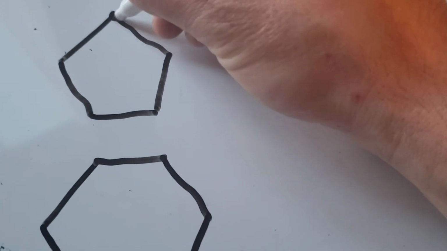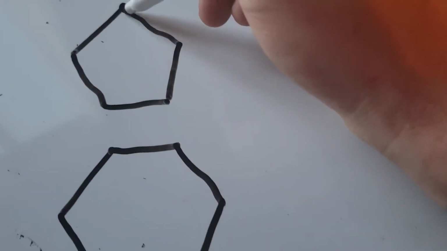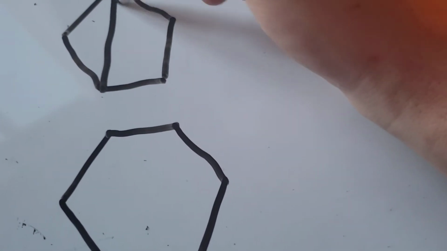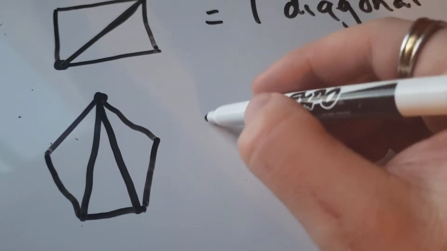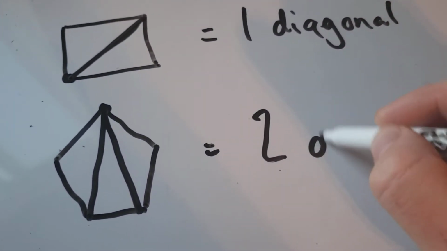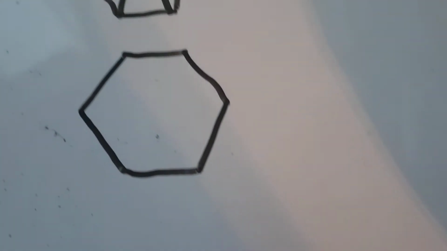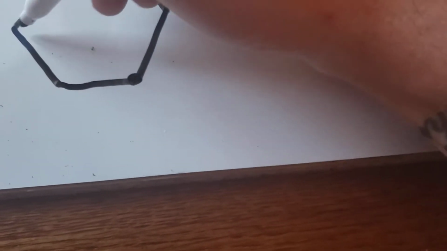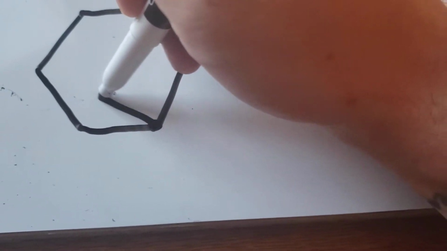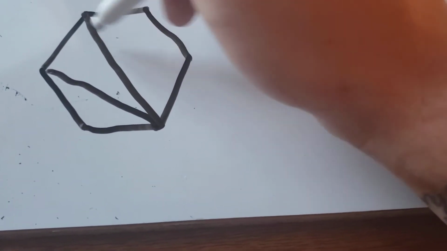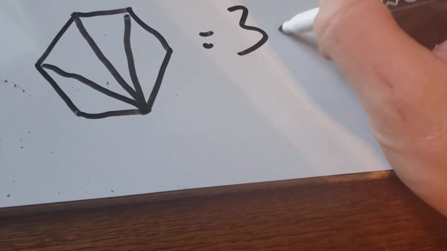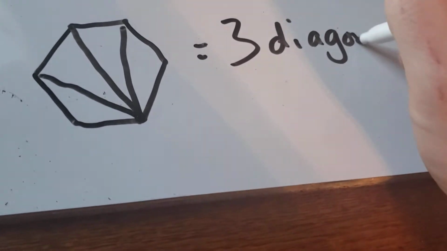All right, next, a pentagon. Okay, so I've got an angle here. We'll just pick that one right there. I can connect it to this side and this side. So that gives me 2 diagonals for a pentagon. All right, next we got a hexagon. Pick a random side. Let's go with this one. How many diagonals can I draw? Well, I could draw one here, and one here. So how many diagonals do we have? We've got 3 diagonals.